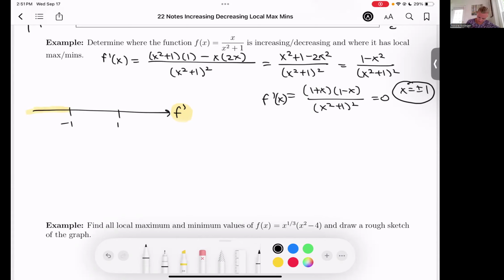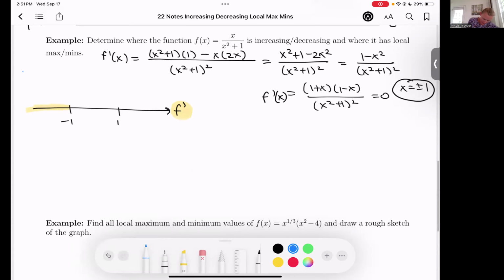Okay, so now I need to plug in a number smaller than -1 to my derivative. So let's maybe try plugging -2 into my derivative. Again, I'm going to use this factored form. We notice the denominator here is always going to be positive because it's being squared, so it's not going to change our sign. In my numerator, I'm going to have 1 plus -2, that's going to be negative, and then I'm going to have 1 minus -2, that's going to be positive. So negative times positive divided by positive is a negative.